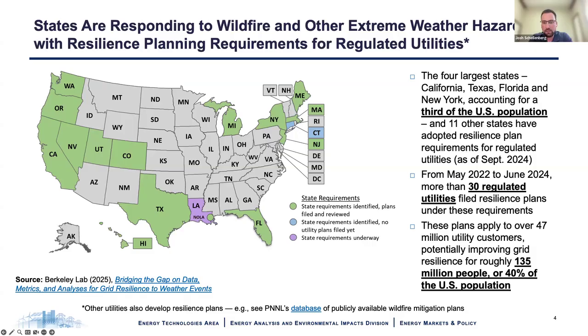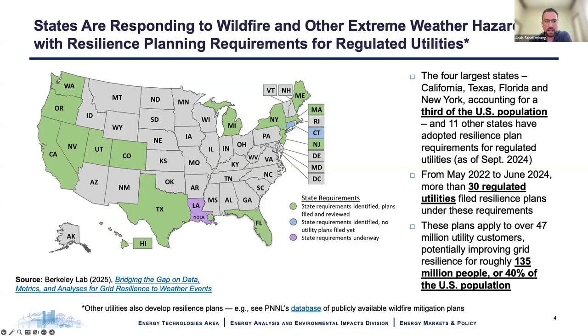And so from May 2022 to June 2024, so just about a 2-year period, more than 30 regulated utilities have filed resilience plans under these requirements. And when we totaled up all of the customers of those utilities that filed, we found that it's 47 million utility customers. And given that each utility account has two to three people living there in terms of households, that comes up to about 135 million people, or about 40% of the US population that stands to benefit from this resilience investment. So this has been a big push in recent years.